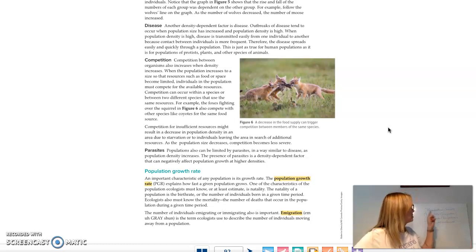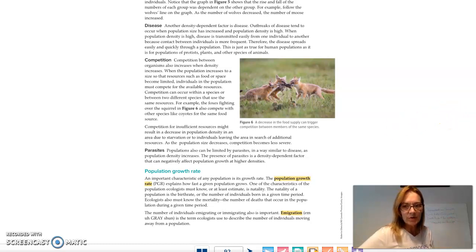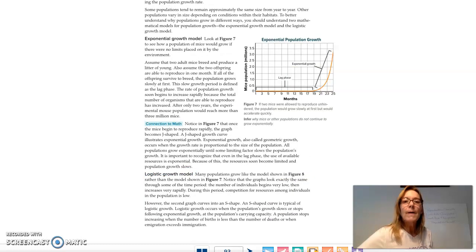So population growth is birth rate plus immigration, those coming into the population, minus the death rate, those that are leaving, and emigration. Right? And so that gives us our population growth. And that's basically the majority of what's on page 92. On page 93, it talks about the growth models. And so we have two different types. We have exponential growth and logistic growth.